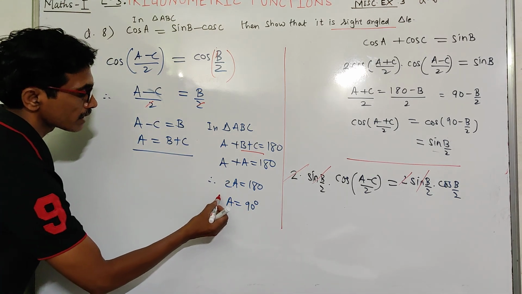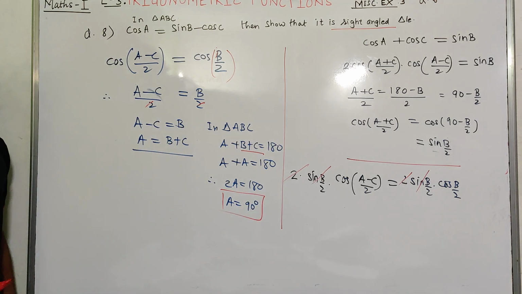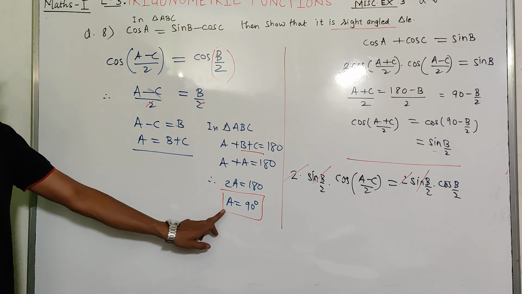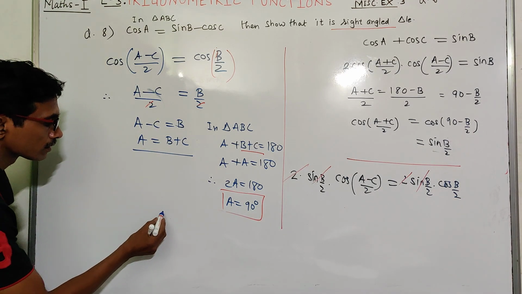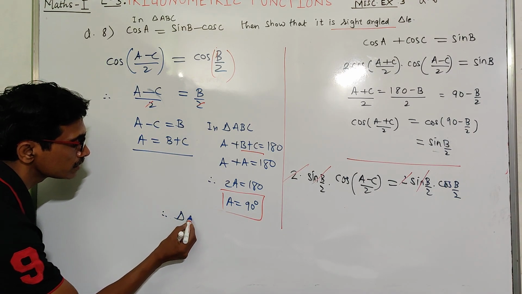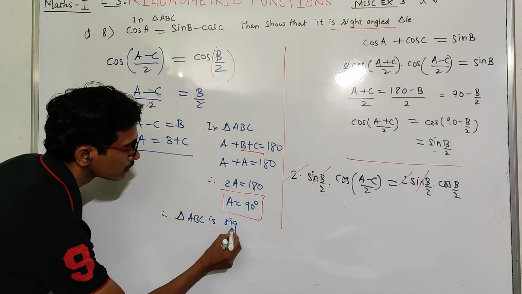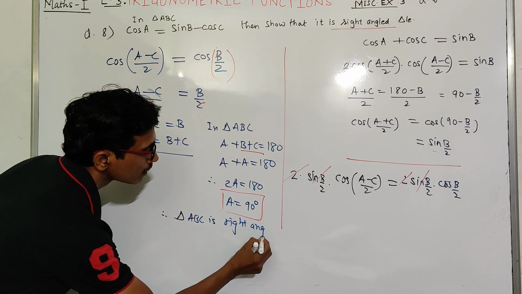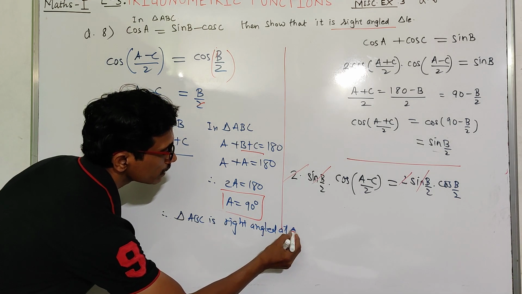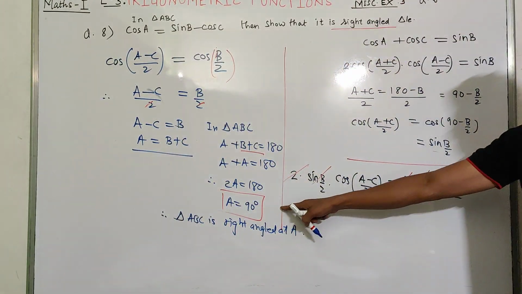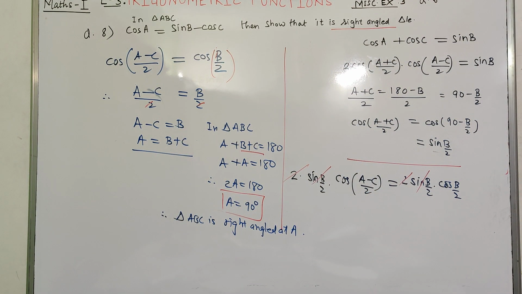Now as this A is 90 degrees, what do you infer? That the triangle ABC is what? Right angled at A. So therefore we write triangle ABC is right angled at A. Got it? So A is 90 degrees, we have shown. So therefore it is a right angle triangle.